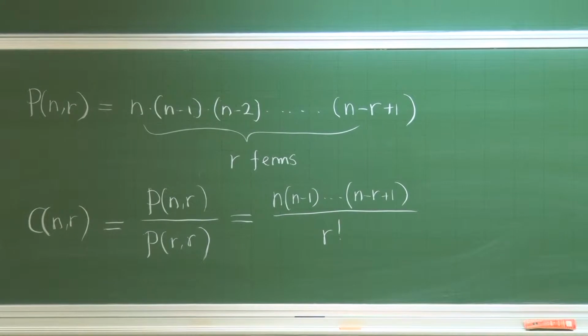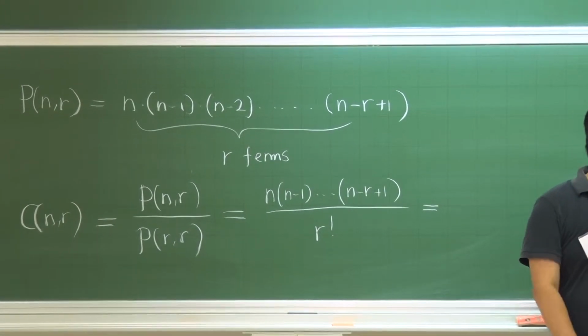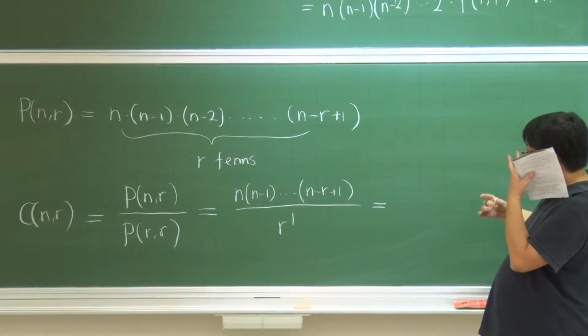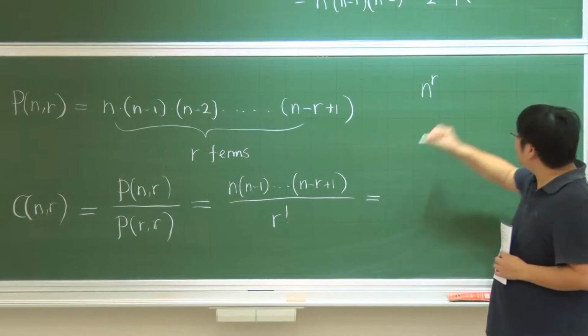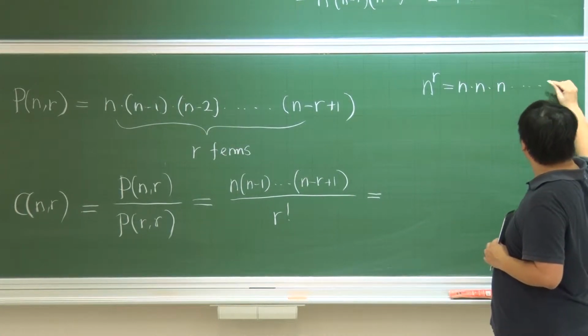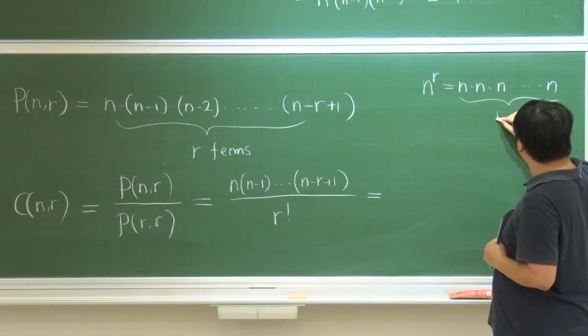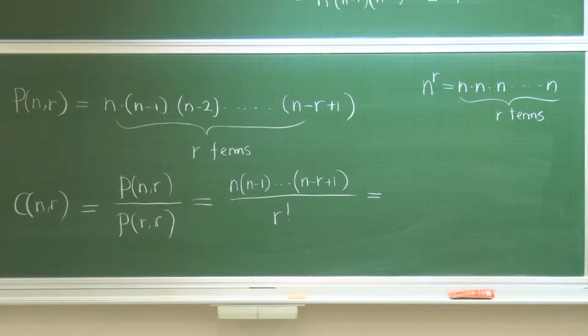Okay, so let me introduce a new notation for you, so that we can make this formula easier to memorize. So first of all, what is N to the power R? N to the power R is equal to N times N times N, and there are R terms. Is that okay?